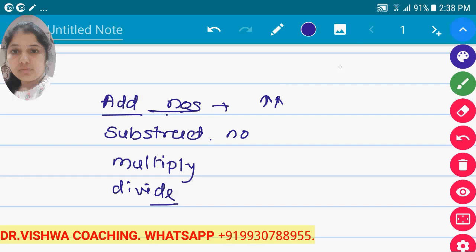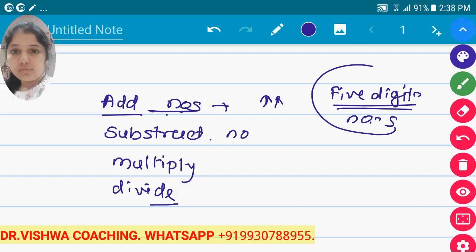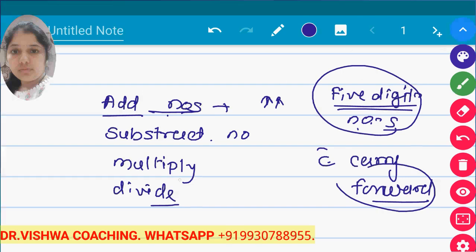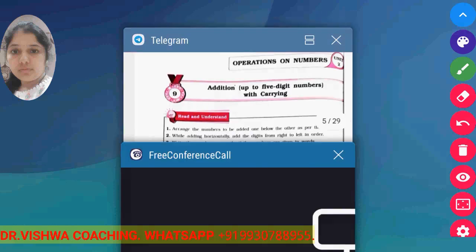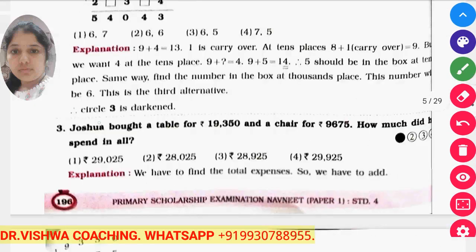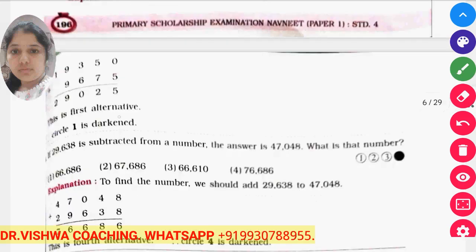So in this session we have to learn how to add 5-digit numbers. First simple addition and then addition with carry forward. Addition with carry forward also you had learned in your second, third, and you are learning till now also in the fourth standard. So we will move ahead with the topic. There are no special rules or tricks here. You just have to add.